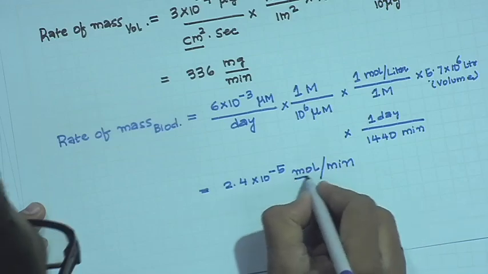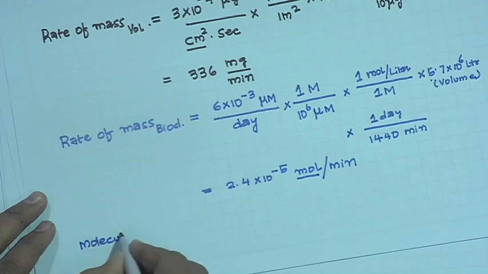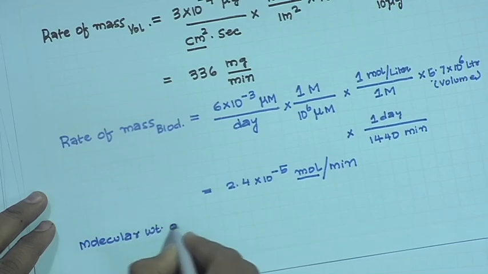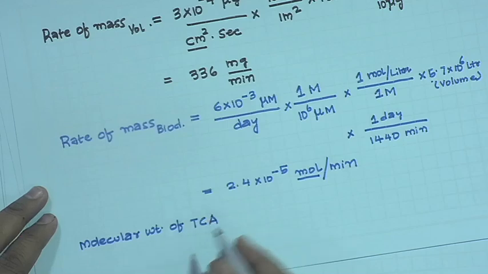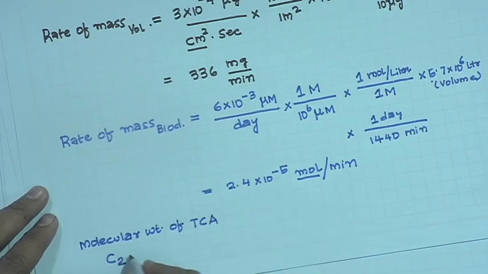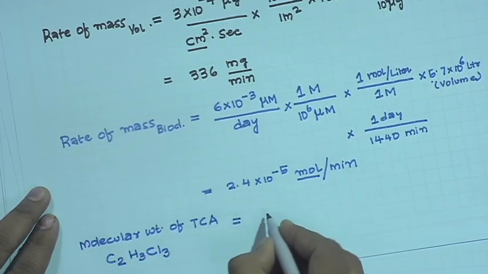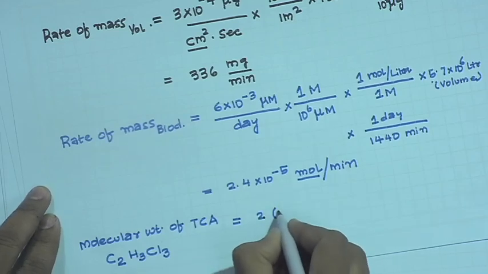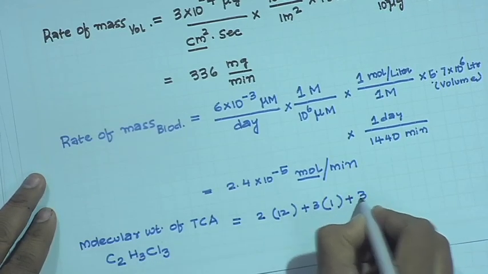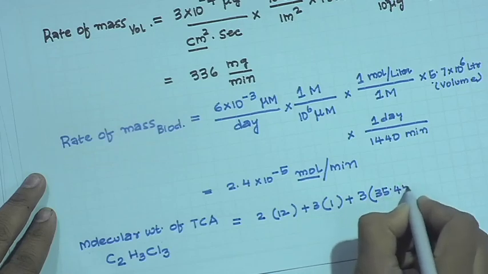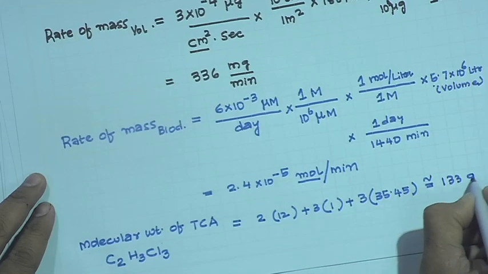So how do we convert? Since this is mole, we will determine the molecular weight of TCA. In the numerical, it has been given as 1,1,1 trichloroethane. The formula for this is C2H3Cl3. So we can calculate the molecular weight as 2 into 12 for the carbon, plus 3 into 1 molecular weight of hydrogen, plus 3 into 35.45 the molecular weight of chlorine. So it will come approximately to 133 gram per mole.